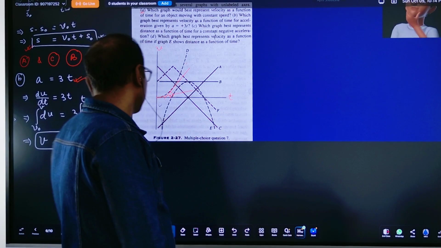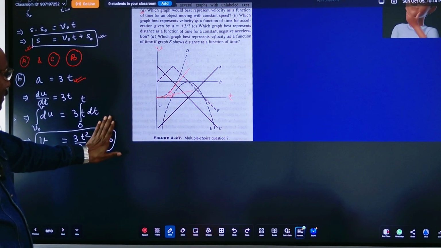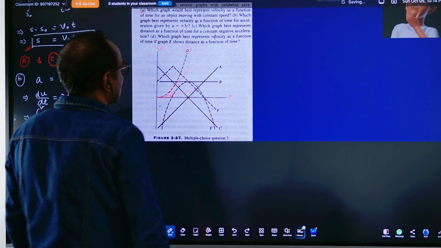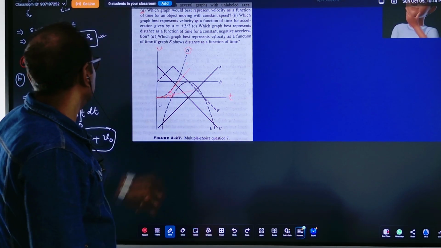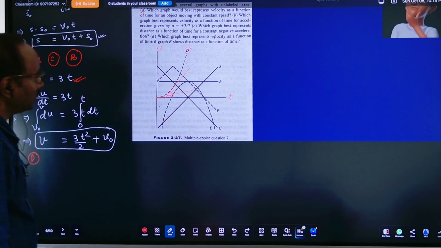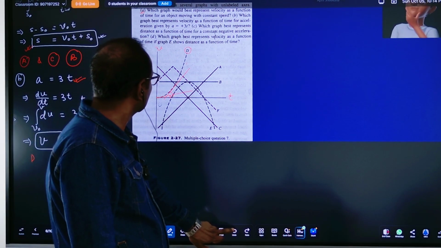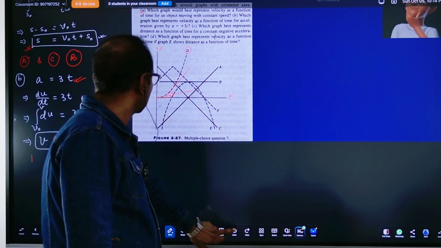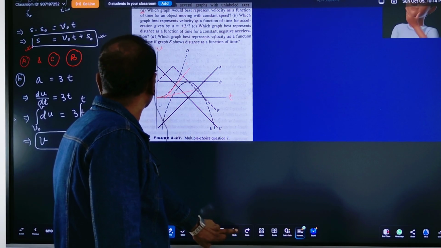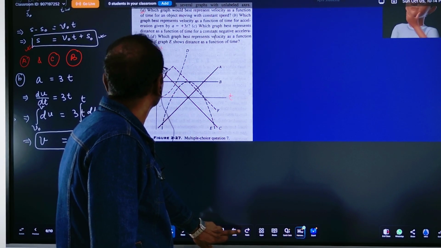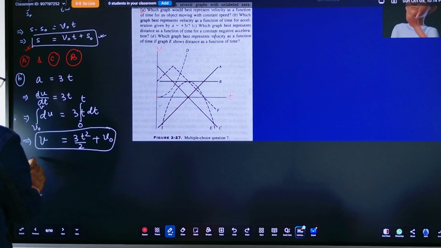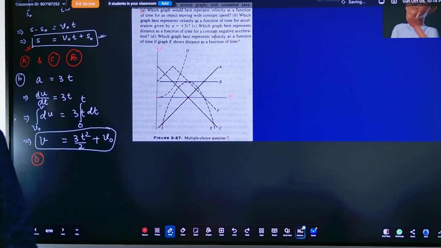this one with V naught as 0. So D is the graph for 3T. So one answer will be D. So one answer will be your D for part B.